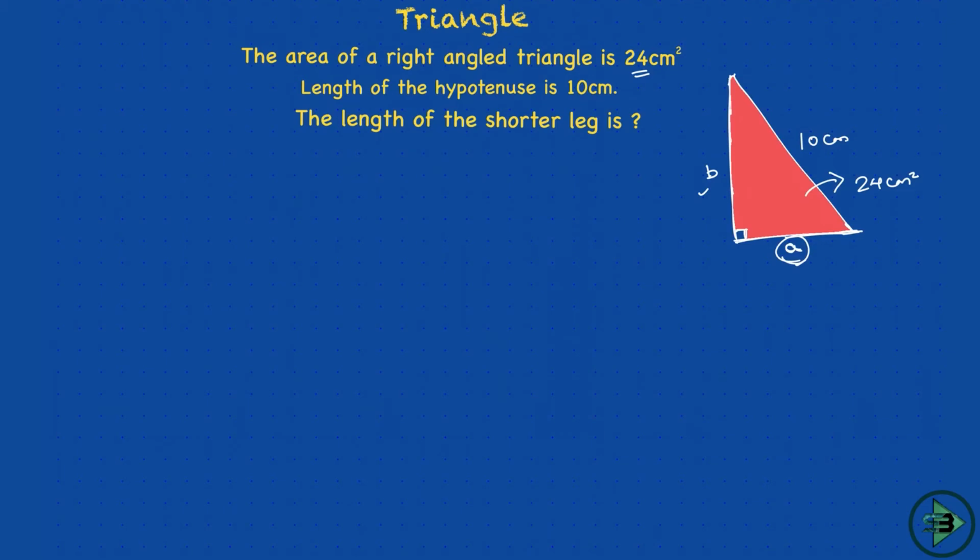So what is the formula for area of a right angle triangle? That is half into base into height, half into A into B, because it will always have a height, right? It's a perpendicular, so it will always have a height. But this is equal to what? 24. So what do you get? A into B is equal to what? 24 into 2, which is nothing but 48. So I get the product of A into B is 48.